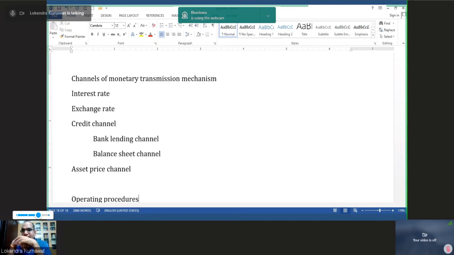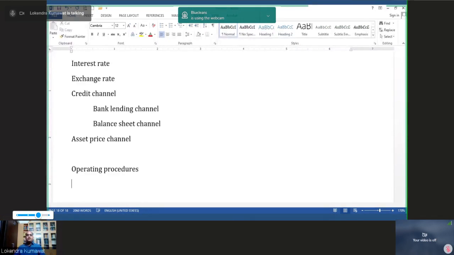Then there is something called the final target. We have already seen the final target. The final target is inflation. It has to be within 4 plus minus 2. That is the final target. Then the operating instrument, or instrument of monetary policy. We need to understand 2 things.